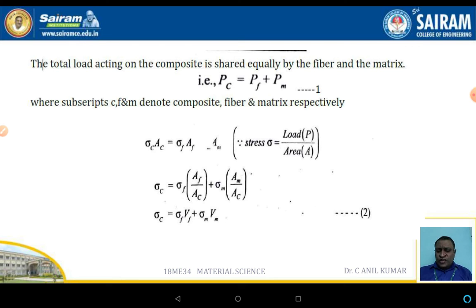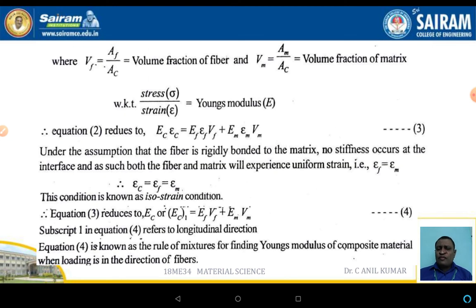With respect to the stress, sigma_C is equal to sigma_F (A_F by A_C) plus sigma_M (A_M by A_C). So sigma_C is equal to sigma_F V_F plus sigma_M V_M, where V_F is equal to A_F by A_C and V_M is equal to A_M by A_C, which is nothing but the volume fraction of the fiber as well as the volume fraction of the matrix.